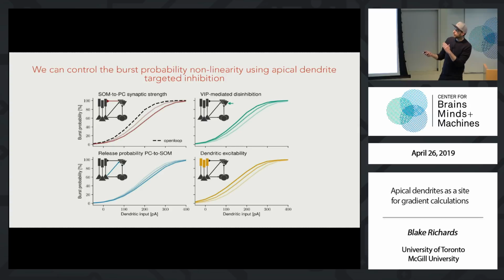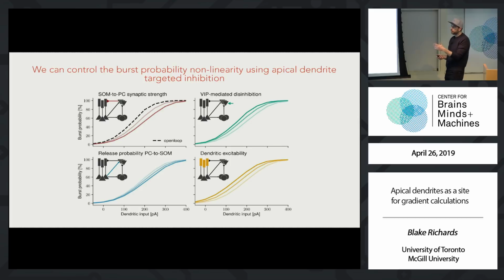And you can do that either directly with somatostatin interneurons or indirectly via VIP-mediated disinhibition, or even just altering the release probability onto the somatostatin interneurons, or even more directly, I suppose, by altering the dendritic excitability. Though the dendritic excitability, it should be said, doesn't actually alter the slope so much as just shift your function for you. So really, the take-home message here I want you to get is that you can control the slope of this nonlinearity with somatostatin inhibition or alternatively with VIP-mediated disinhibition. And that's going to come up again in another few slides.